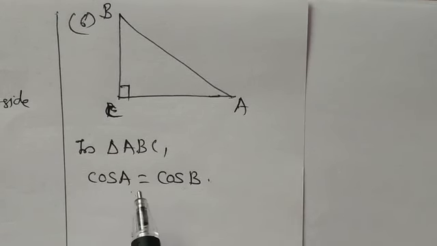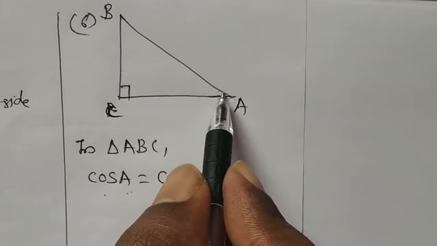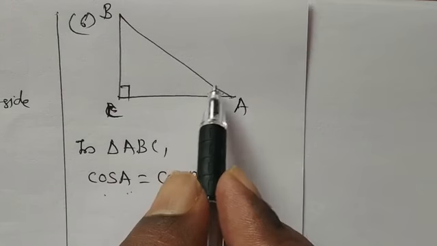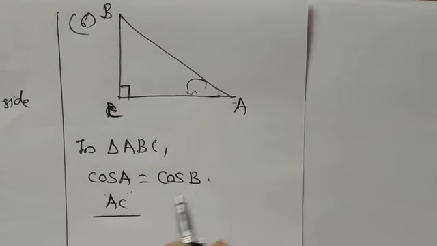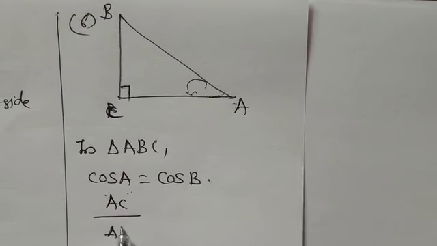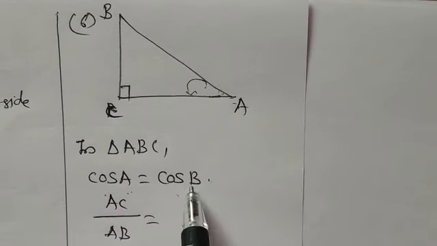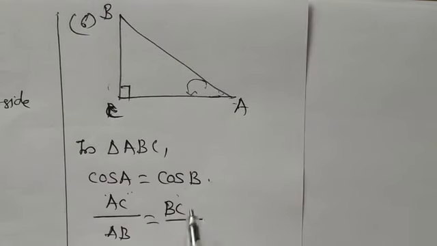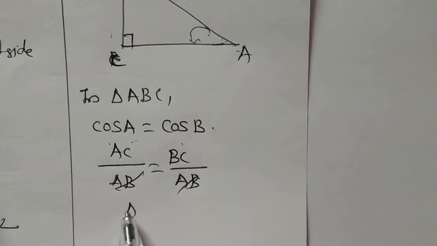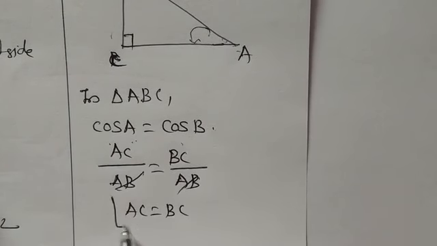Now what is cos A? Formula: cos A is adjacent side upon hypotenuse side. What is the adjacent side of A? That adjacent side is AC, upon hypotenuse AB. For cos B, the adjacent side is BC, upon hypotenuse AB. Now the AB denominators get cancelled. Remaining: AC equals BC.